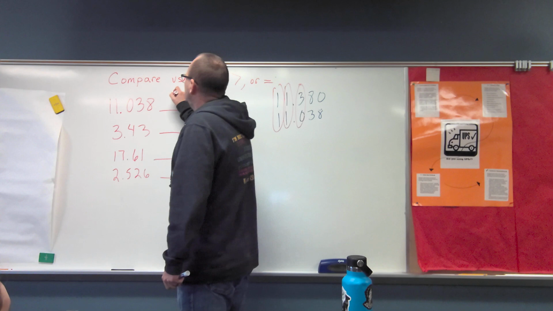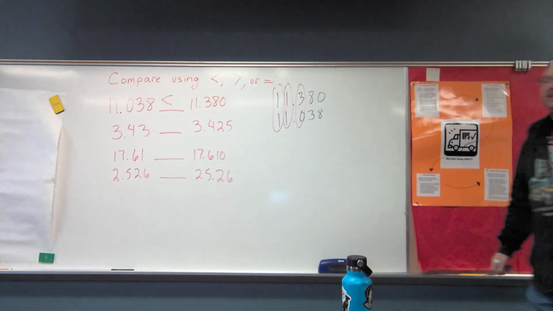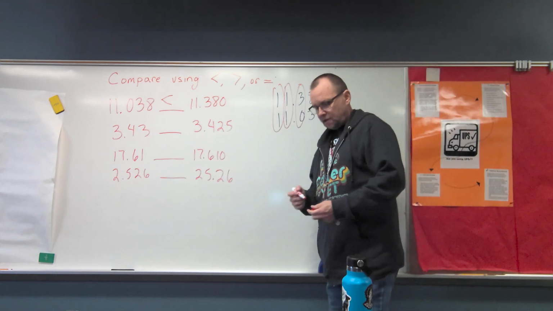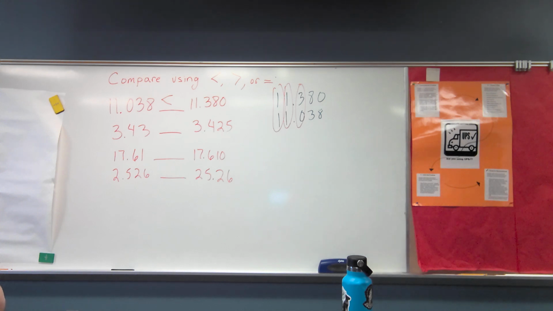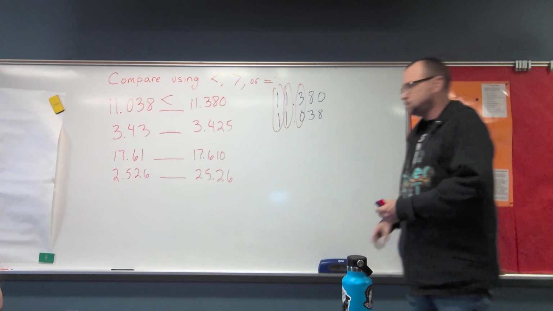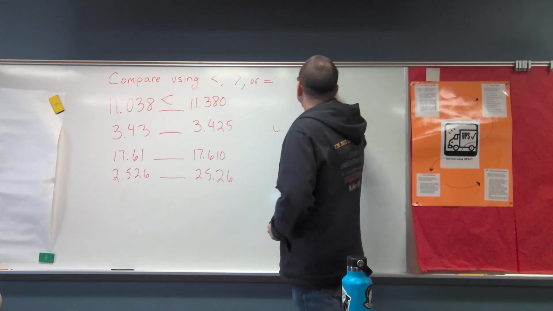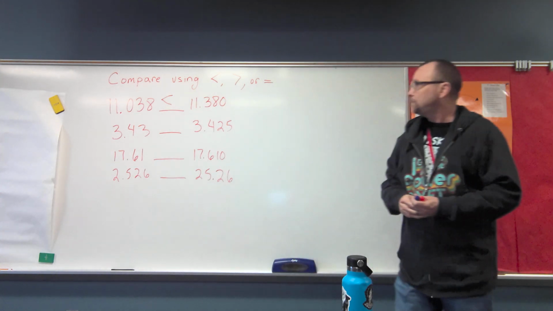So this would be 11 and 38 thousandths is less than 11 and 380 thousandths. Being able to say it correctly, read it across like a word sentence, will be valuable to you as you grow up and take more maths.